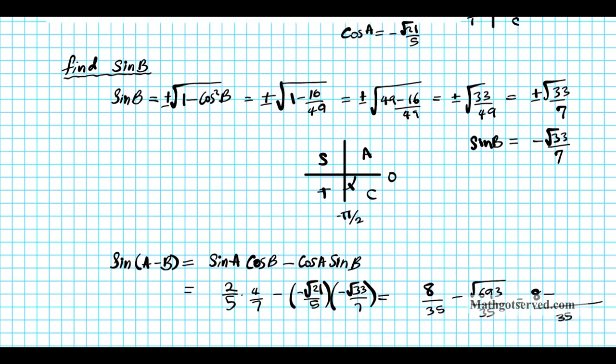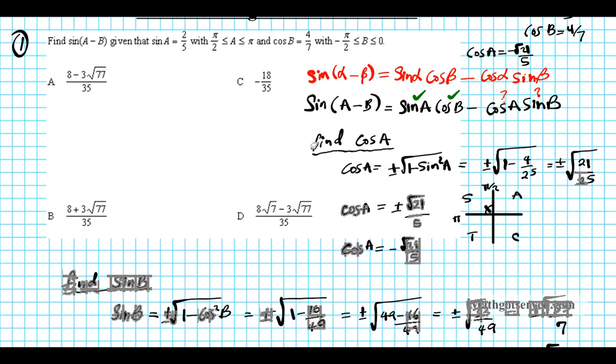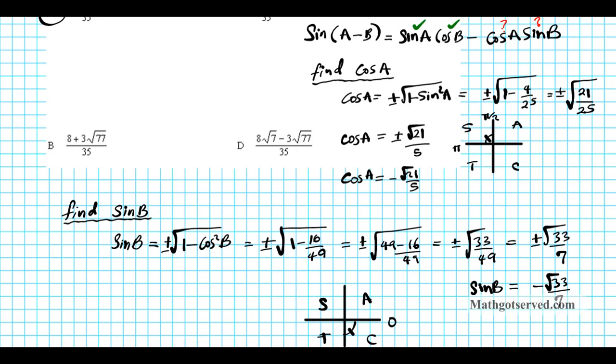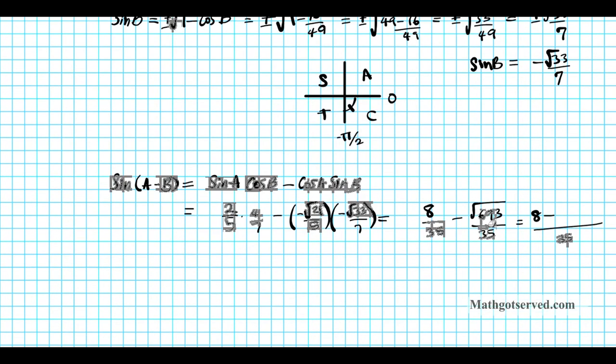So let's look at the options that we have. Oh, we can see that the answer is option A because that's the only one with 8 minus. But let's go ahead and show that this reduces into 3 root 77. All right, so let's break that down on the side here. Simplifying radicals, we already know how to do that.